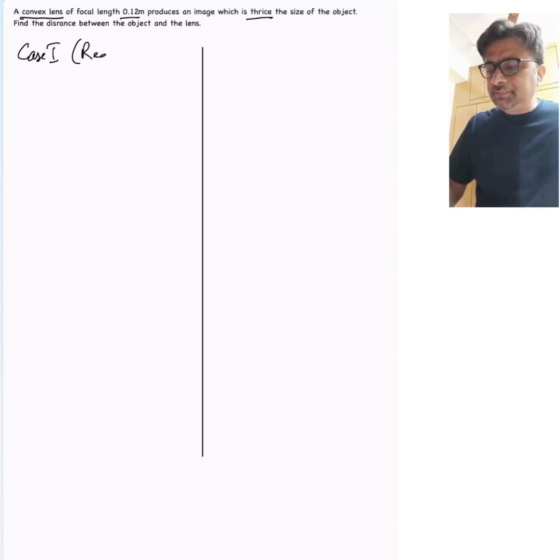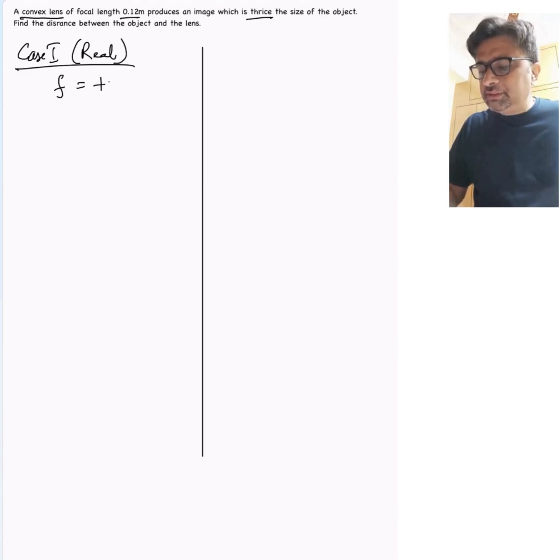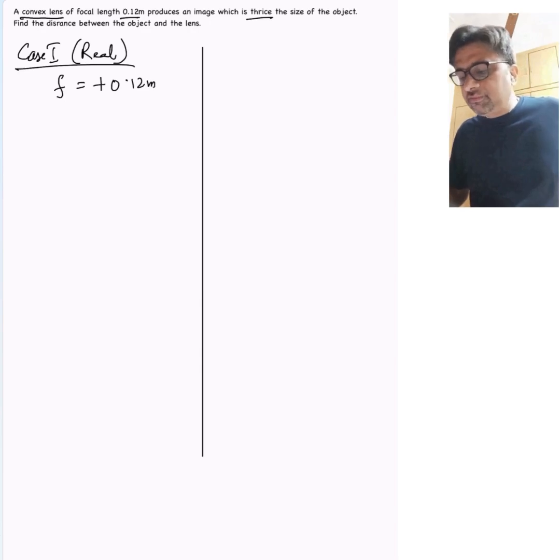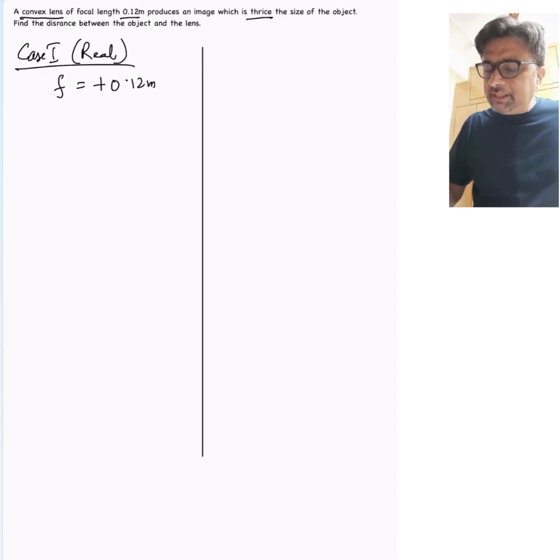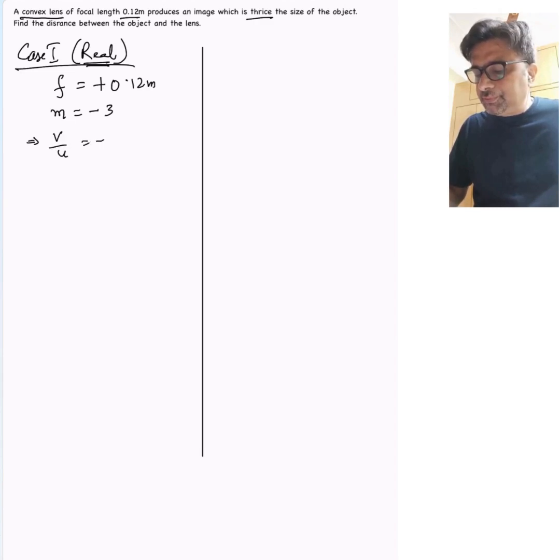In this case, let's note everything down that we have in the question before we apply the lens formula. So focal length in this case is plus 0.12 meter. This is by sign convention. Convex lens, the focal length is plus 0.12 meters. And then comes magnification. The fact that this is a real image, the magnification will be minus 3. And that gets us what? V by U is equal to minus 3. So V is equal to minus 3 by U.